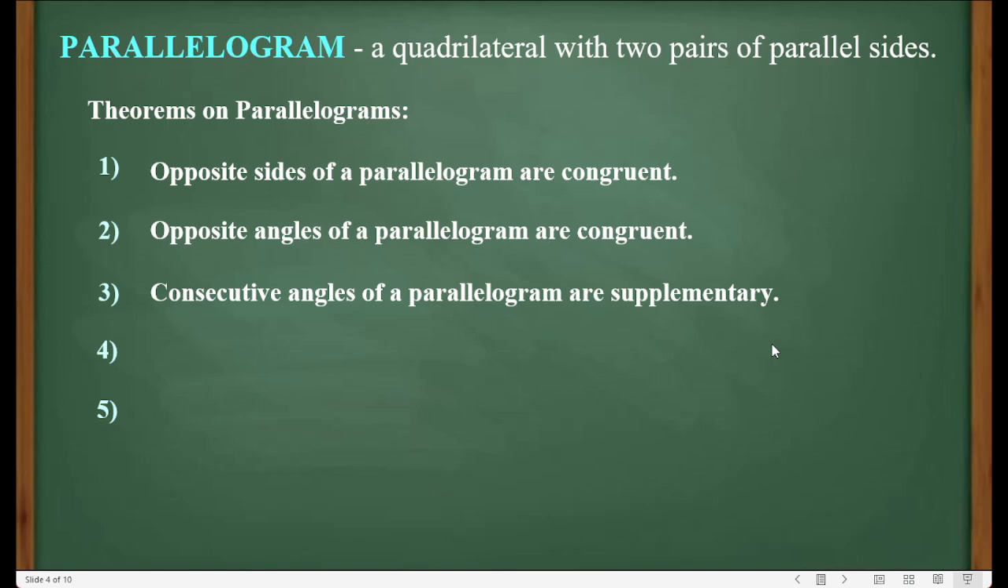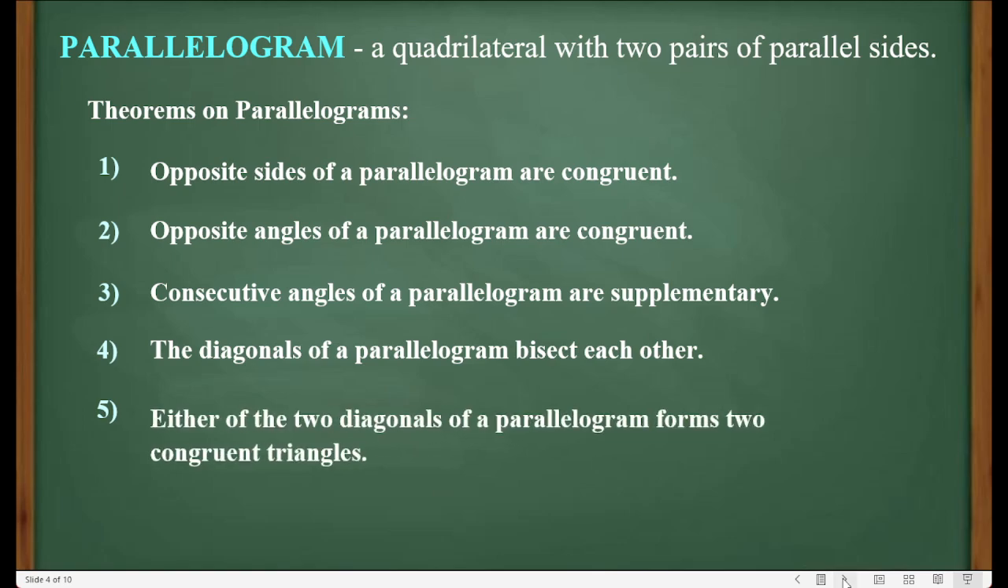Now, if you are familiar with the last topic that I discussed, which is about the conditions that guarantee that a quadrilateral is a parallelogram, most of those statements, which are conditions, are also found so far in these theorems. Okay, then we go to the fourth. Diagonals of a parallelogram bisect each other. Then fifth, either of the two diagonals of a parallelogram forms two congruent triangles. So these are the theorems or properties of parallelograms. Okay. Next.